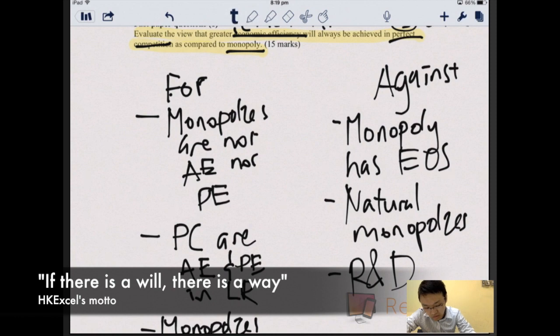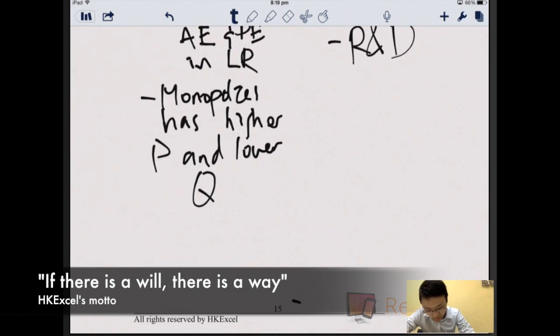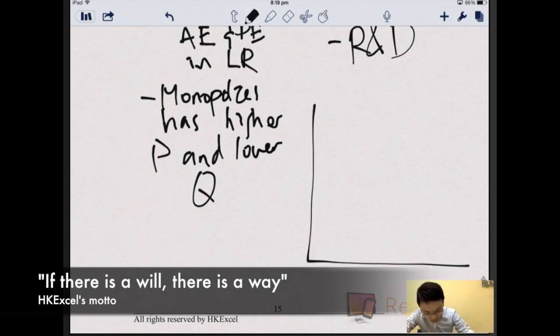Okay, so a lot of students do not know how to explain this, and I'll show you right now. The way I recommend you to explain it is by using a diagram. So this is, you basically draw a monopoly diagram. So I'll draw on here.